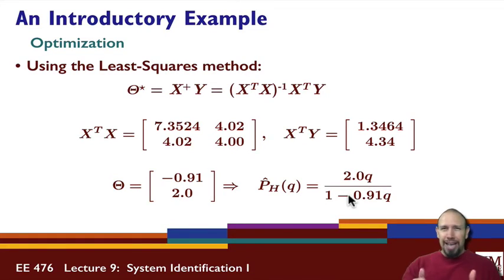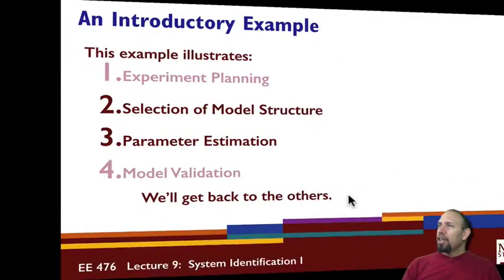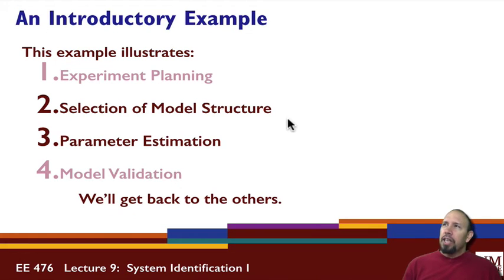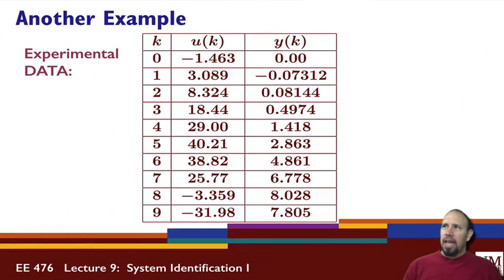Cool. All right. So this example illustrates two parts of this process. It illustrates the selection of a model structure and the parameter estimation. Those are important things, and those are the parts that actually make us feel good about this, that we can take data and actually get a parameterization for that. Okay, so this didn't illustrate much about experiment planning or model validation.